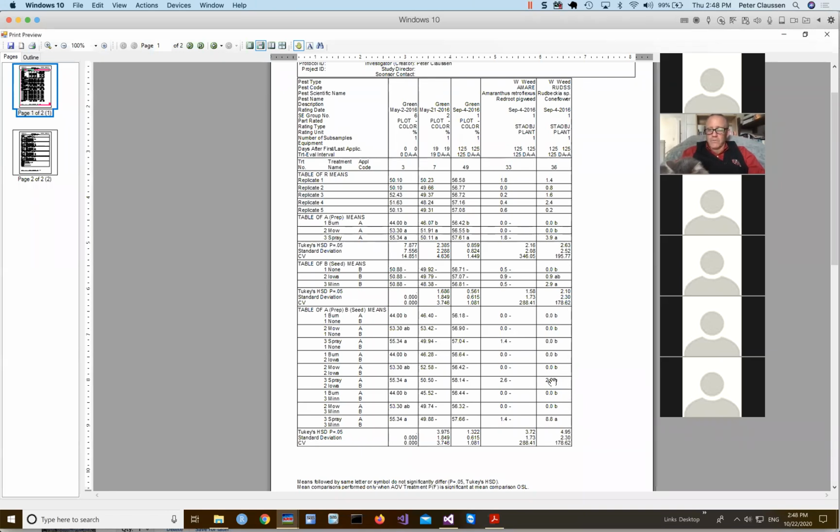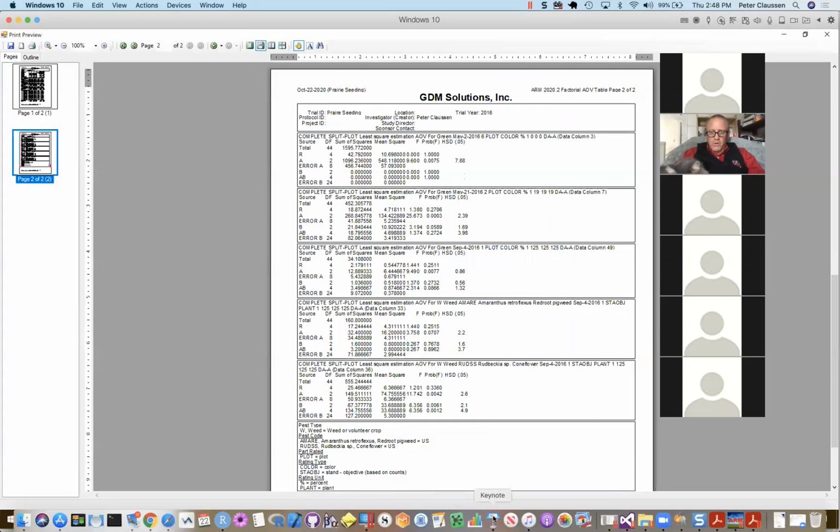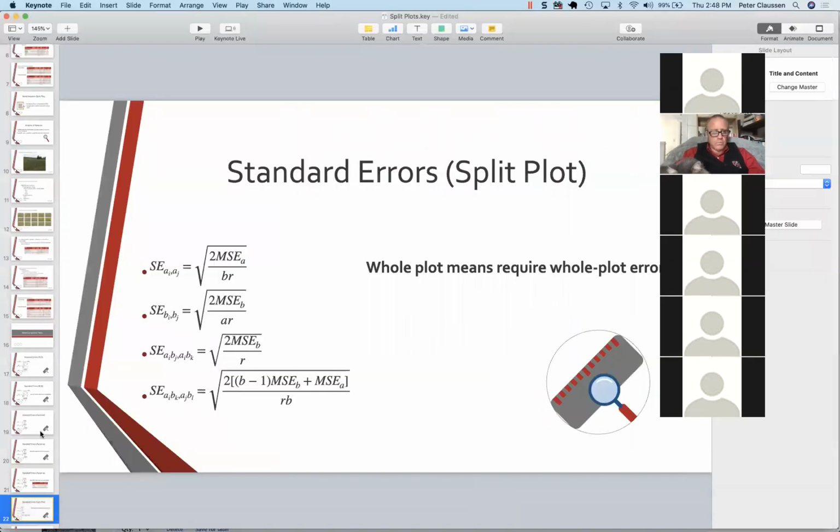But we also have dissected out our potential interactions. If you look in your reports, you will see that there are individual error terms listed, and we also show these error terms in the ANOVA table. And again, to emphasize, whole plot error gives you a different calculation than subplot error. Now, there is something going on in the background that we don't really show.